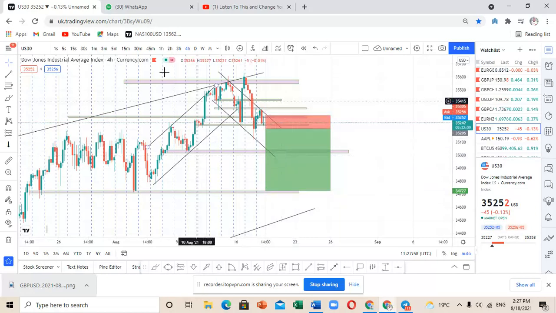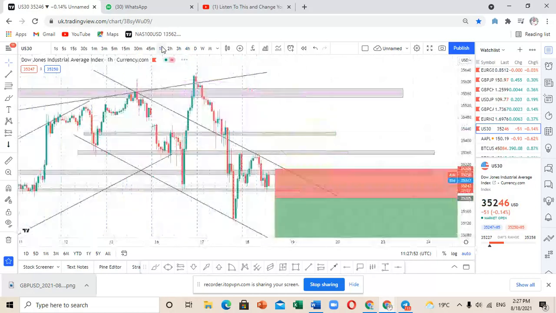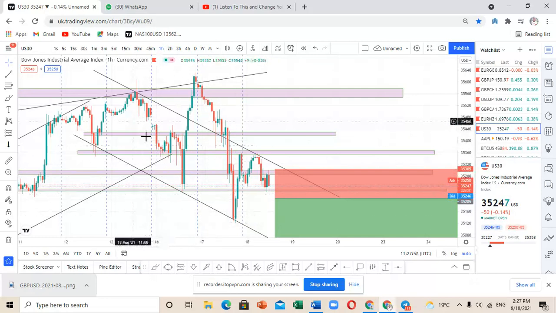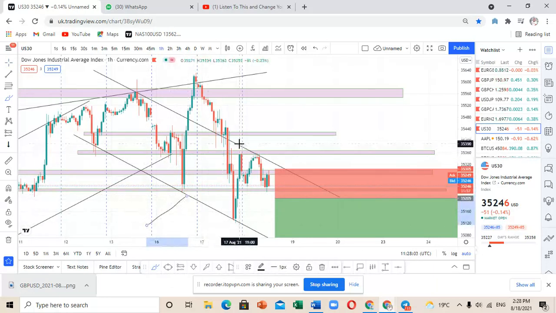That is what I'm still waiting for the markets to decide on what to do. You can see that the markets have been moving in between these two trend lines, this being the first trend line and this being the second trend line, in which the market has been moving in between.